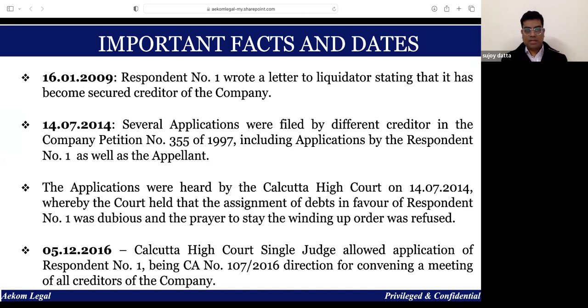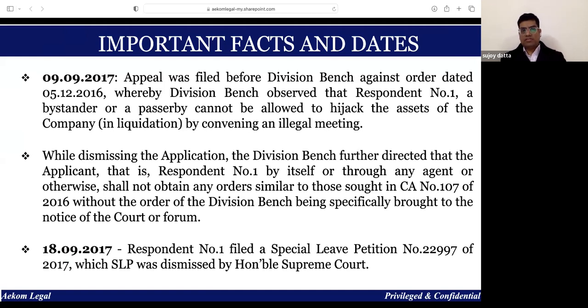So while these proceedings were pending and several applications had been filed by different creditors in the company petition, and the winding up proceedings were ongoing, the Calcutta High Court allowed an application filed by Ashray, that is the entity which had acquired the debt. In that application, Ashray had called for a special meeting of all creditors of the company. Now, this was appealed before the division bench, and the division bench said that Ashray, as a bystander or a passerby, cannot be allowed to hijack the assets of the company by convening an illegal meeting.